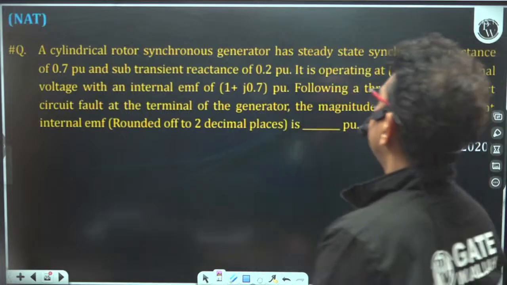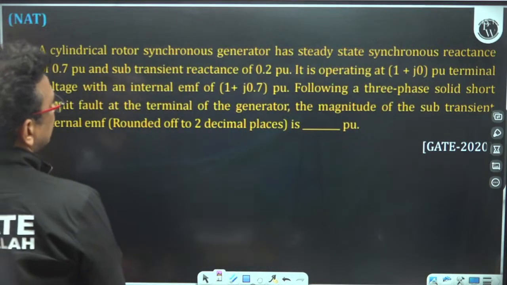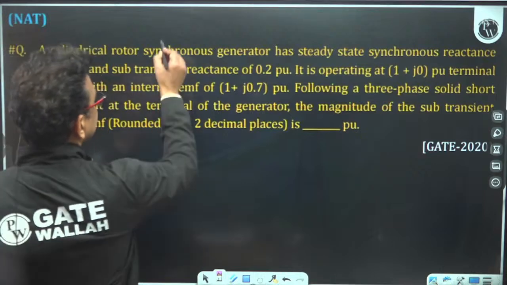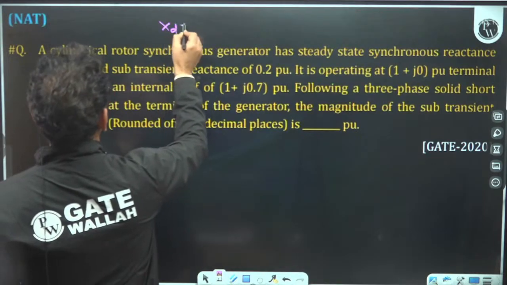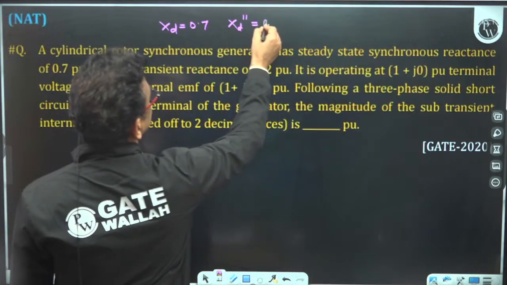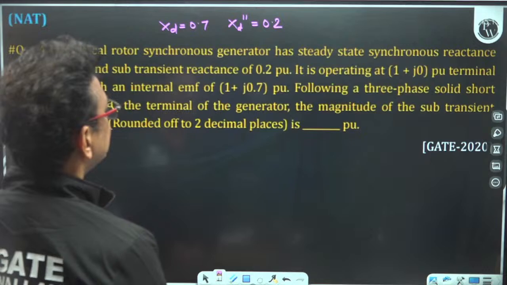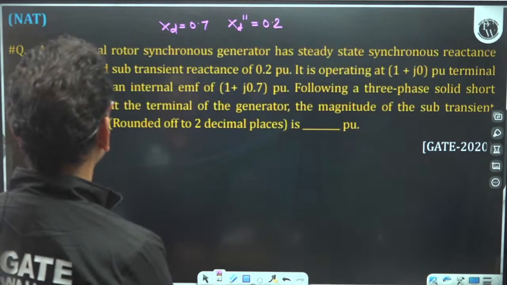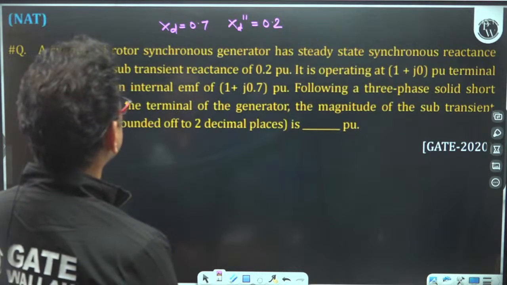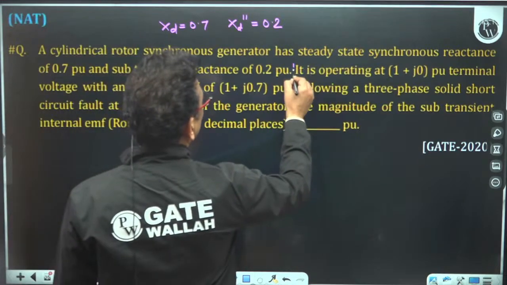A cylindrical rotor synchronous generator has a steady state synchronous reactance Xd of 0.7 pu, and the sub-transient reactance Xd double dot is given as 0.2 pu. It is operating at 1∠0 pu terminal voltage with an internal EMF of 1 pu, in the normal time, without fault.